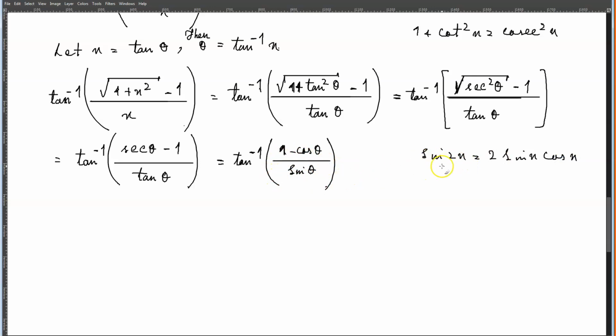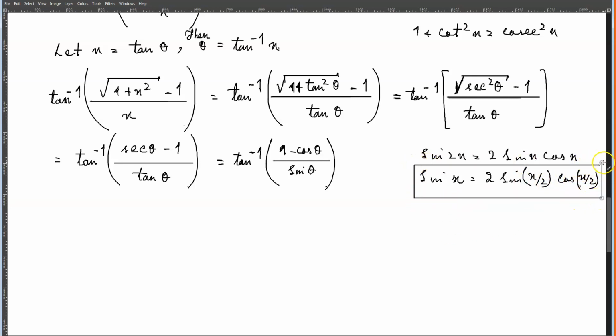So that means that I can write sine of x, which is 2x divided by 2, as 2 times sine of x divided by 2 times cos of x divided by 2, right? So that is one thing that I can use here.